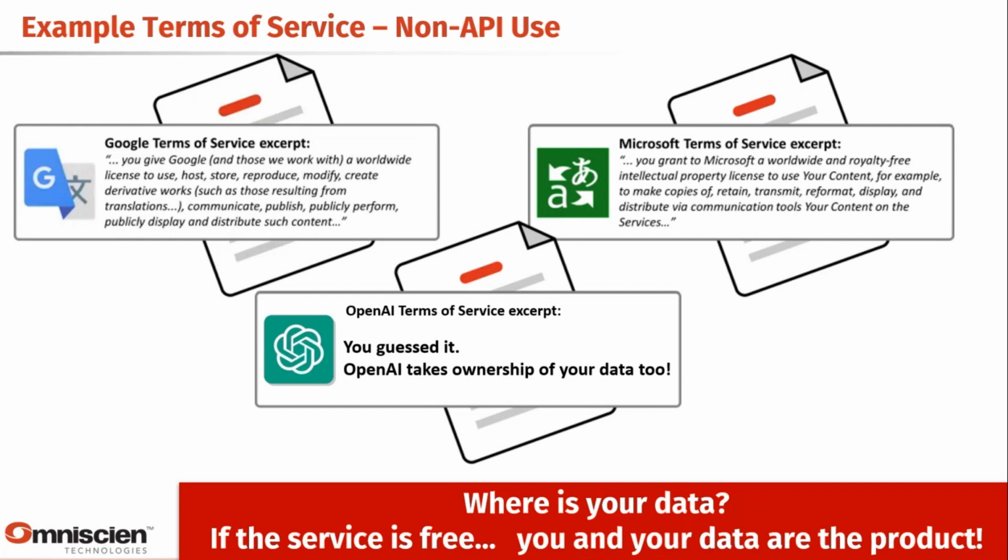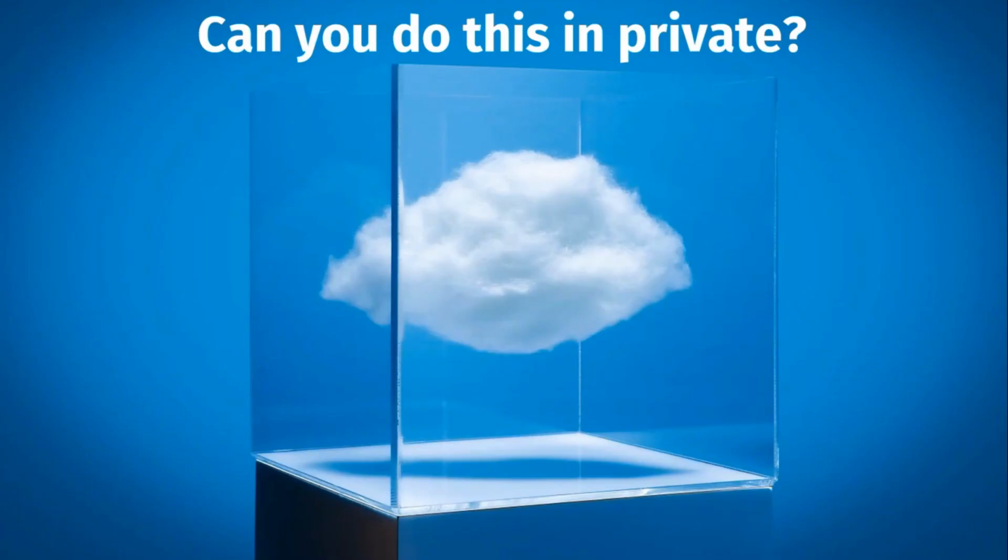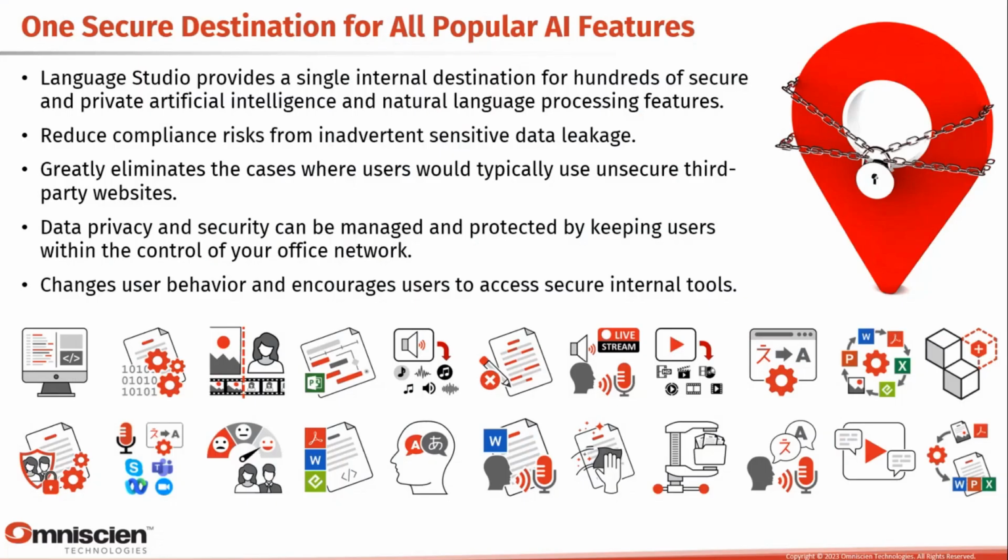And API use, where you're paying for it, is better, but it's still not that much better. There are inherent risks there as well. So can you do this in private? Well, Language Studio gives you the means to do all of these things in private. It gives you a very friendly user portal, and it gives you a whole range of APIs that you can connect in. And I'll be demoing some of these features a little bit later just to show you how they work. Now, these work 100% on-prem. That means self-hosted, either on your own hardware or your own private cloud, such as AWS, Google Cloud, or Azure.